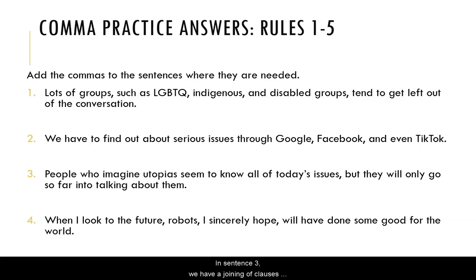In sentence 3, we have a joining of clauses to create a compound sentence. It could be argued that "who imagine utopias" should be set off with commas as extra information. This really depends on whether or not we're talking about this one specific group of people, or if we're trying to say that all people imagine utopias. If it's a specific group, we would leave off the commas to specify the group. If we believe all people imagine utopias, this information is extra description of people as a whole and requires commas.